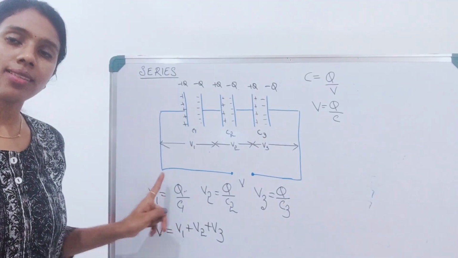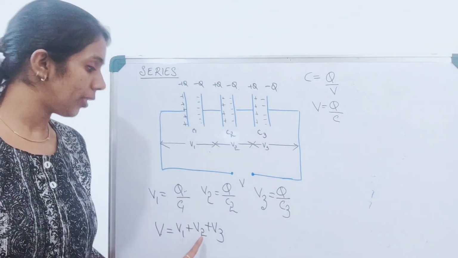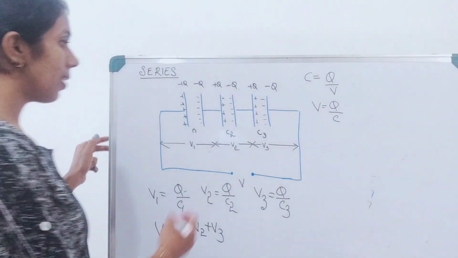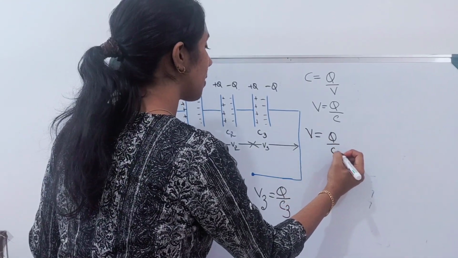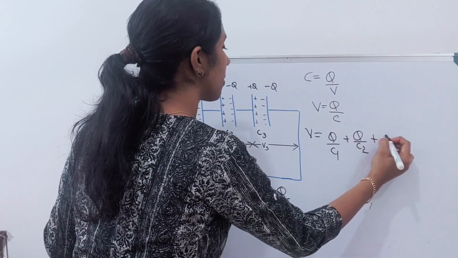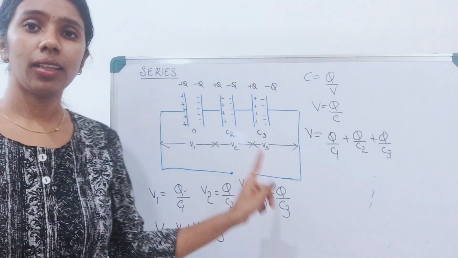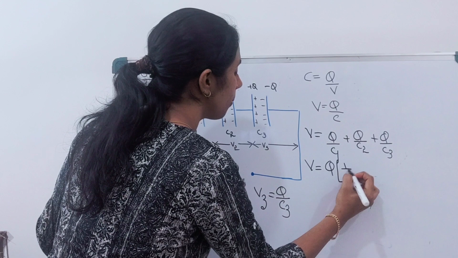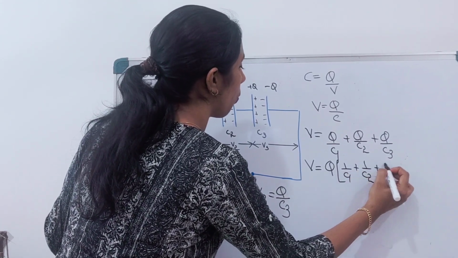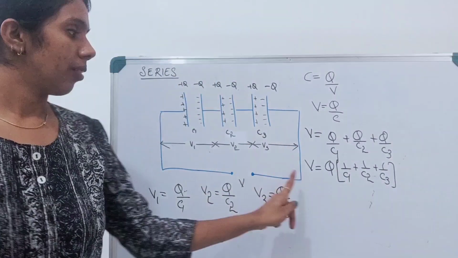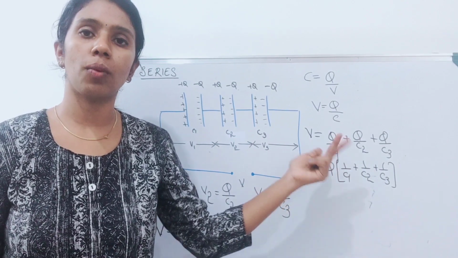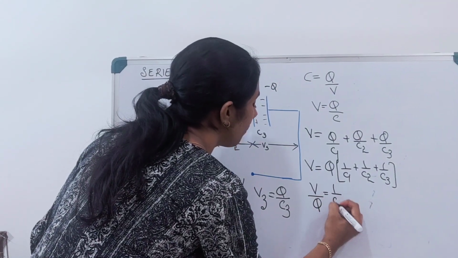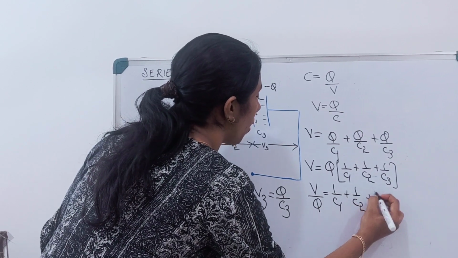Here, in this equation, instead of V1, you can substitute Q by C1. Instead of V2, you can substitute Q divided by C2. And instead of V3, you can substitute Q divided by C3. Thus, this equation becomes V is equal to Q by C1 plus Q by C2 plus Q by C3. Where Q is common, Q can be taken outside. Thus, the equation becomes V is equal to Q into 1 by C1 plus 1 by C2 plus 1 by C3. Again, Q can be taken to the left side. V by Q is equal to 1 by C1 plus 1 by C2 plus 1 by C3.